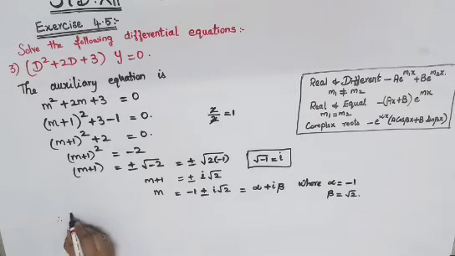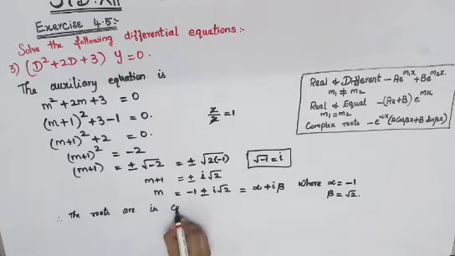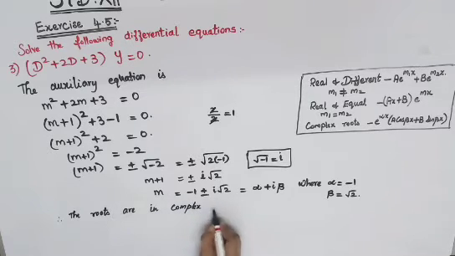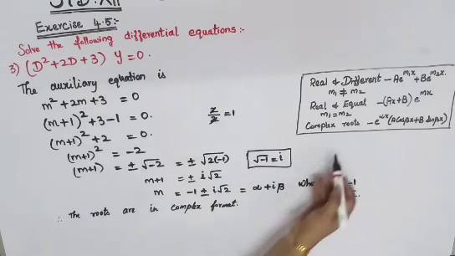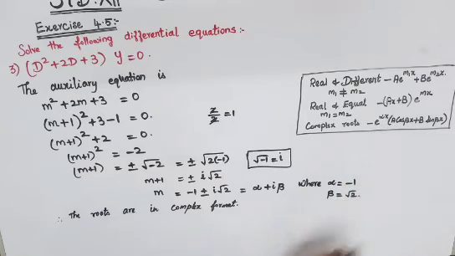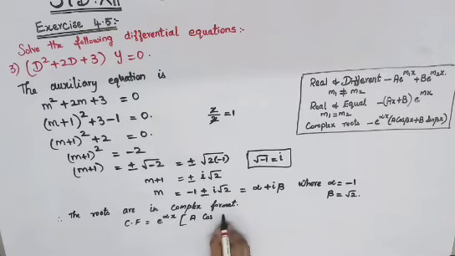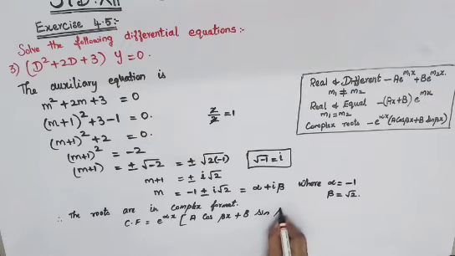So therefore we can write the roots are in complex format. Therefore you can use this formula: e power alpha x into a cos beta x plus b sin beta x. Therefore CF is equal to, I'll just write the formula first, e power alpha x into a cos beta x plus b sin beta x, okay.